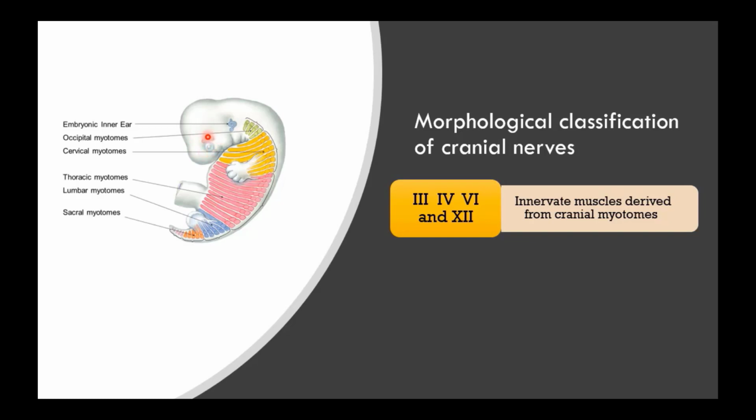Preoccipital myotome gives rise to muscles of extraocular group supplied by cranial nerves 3, 4 and 6. Cranial nerve 12 supplies occipital myotomes, which develop into muscles of tongue.